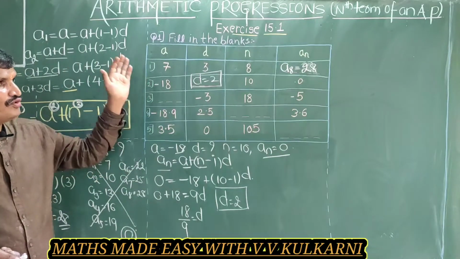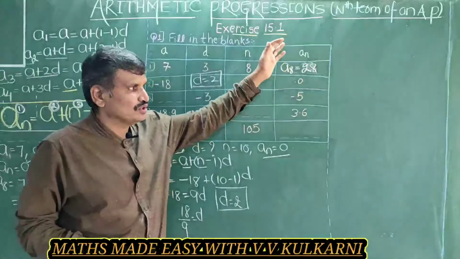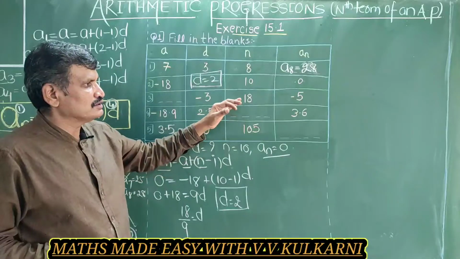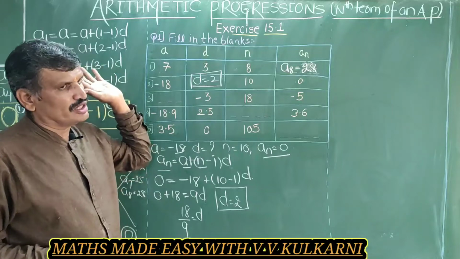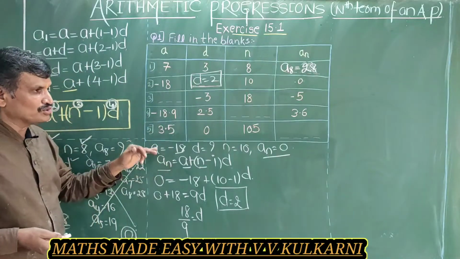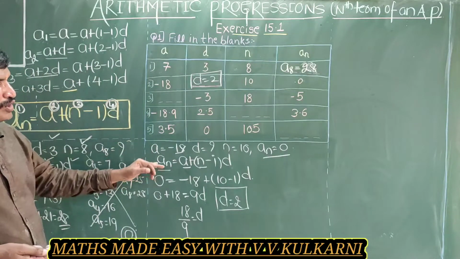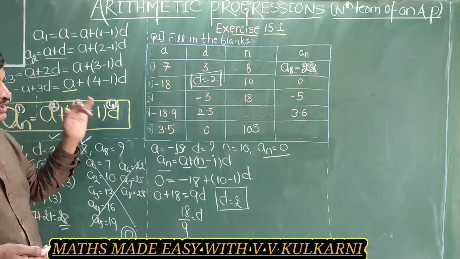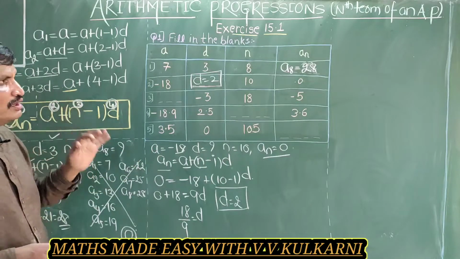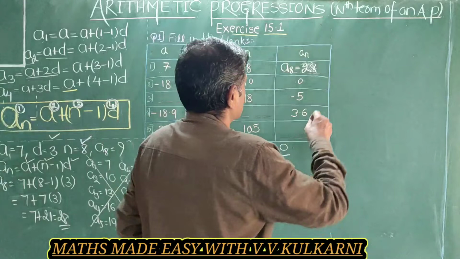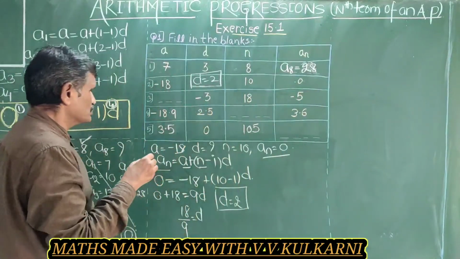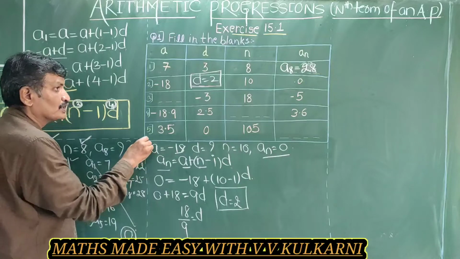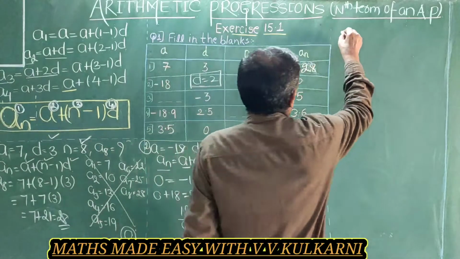So, out of 4 unknowns, 3 will always be known to you, and the 4th unknown you have to find out. And every time you solve a problem, make it a point to write the formula. You cannot go ahead without writing the formula. Let me write the formula first and then try to solve the third problem. This was the second problem and this is the third problem that I am solving.